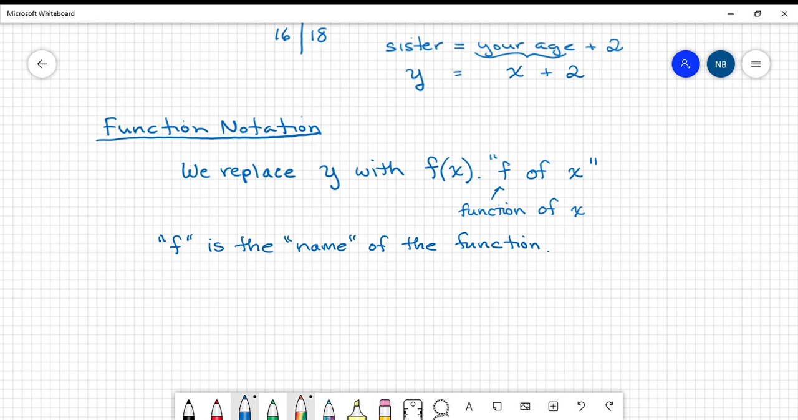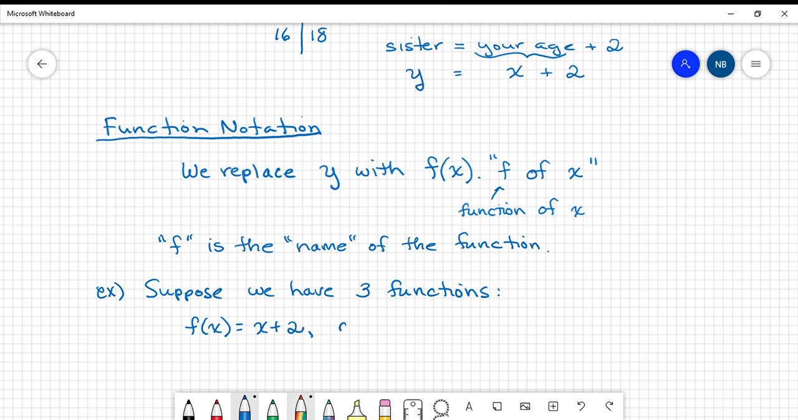Here is an example to show you the usefulness of function notation. Suppose we have 3 different functions. Well, if you have 3 different functions, it makes sense to give them 3 different names. So we're going to name the first function f of x, and it's given by the expression x plus 2, just like your sister being 2 years older than you. Our second function, so as not to get confused, we'll name g of x. G of x is 3x, which of course means 3 times x. And our third function, we'll name h of x, is x minus 6.